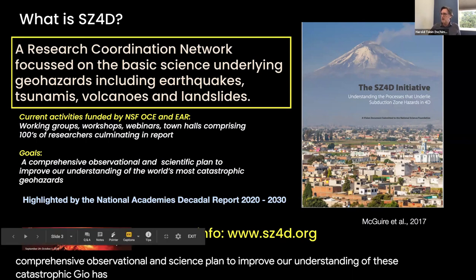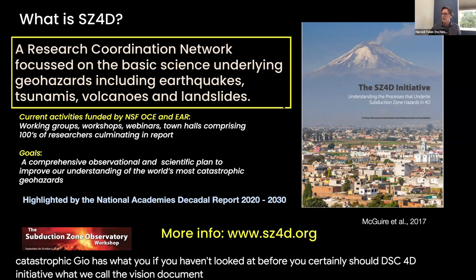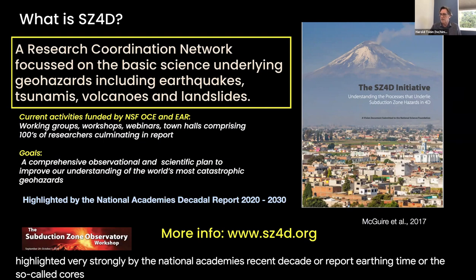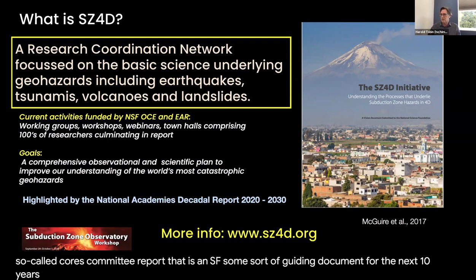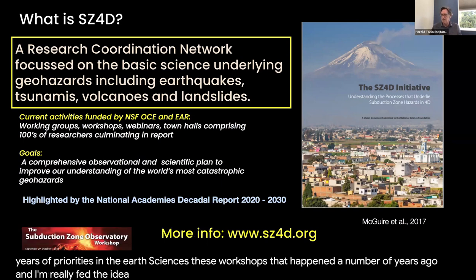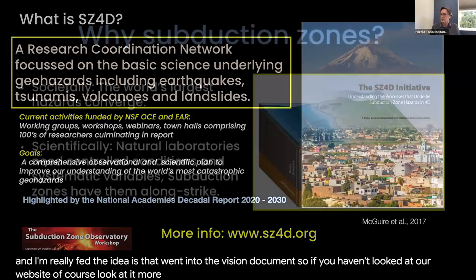It's based very much in this document, which if you haven't looked at before, you certainly should, the SZ4D initiative, what we call the vision document, published a few years ago now. SZ4D was also highlighted very strongly by the National Academy's recent decadal report, Earth in Time, or the so-called CORES committee report. That is NSF's sort of guiding document for the next 10 years of priorities in the earth sciences. And it came out of, of course, a range of these workshops that happened a number of years ago and really fed the ideas that went into the vision document. So if you haven't looked at our website, of course, look at it more.